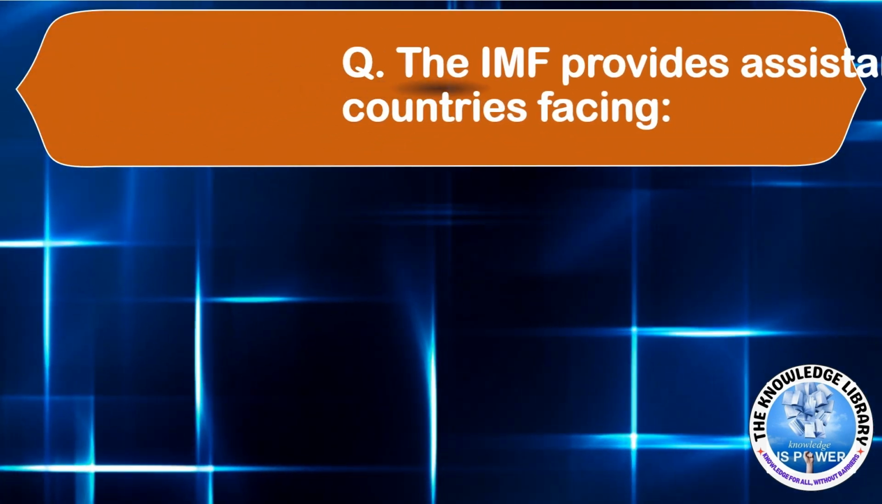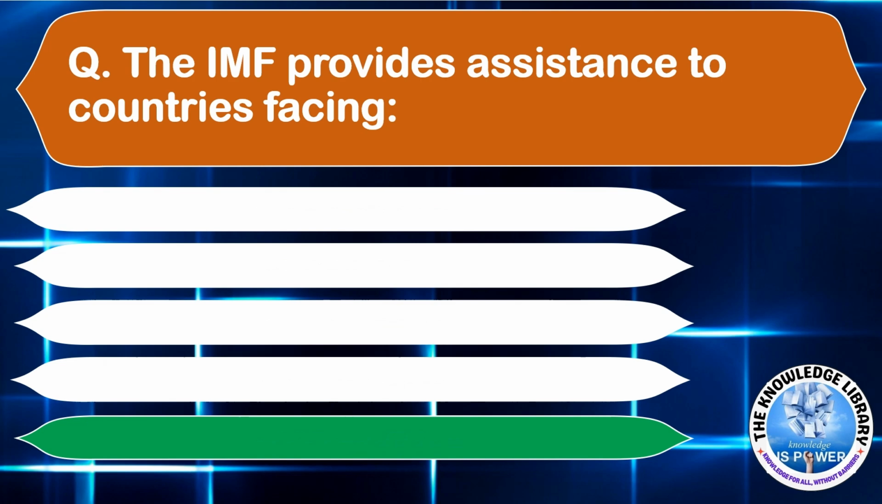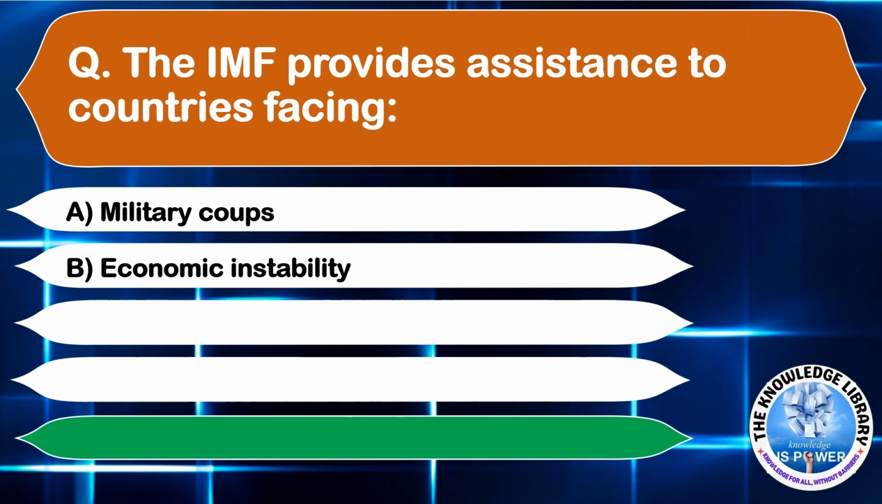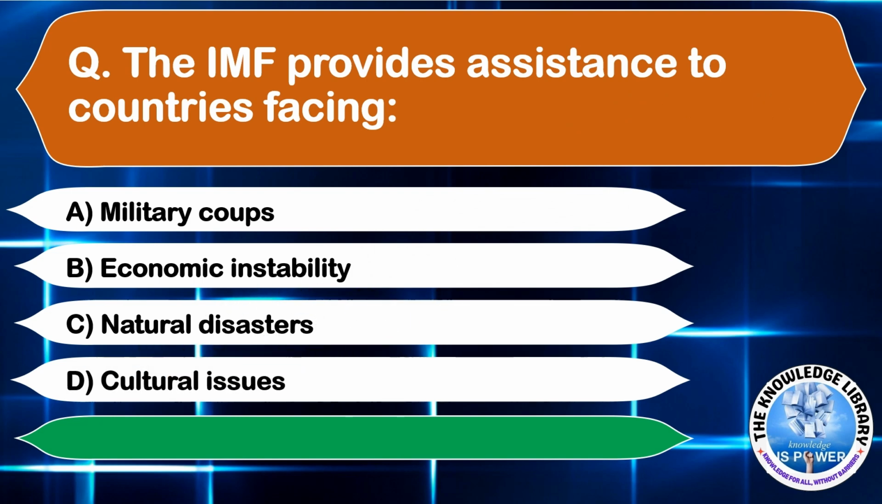Next question is, the IMF provides assistance to countries facing option A, military coups. Option B, economic instability. Option C, natural disasters. Option D, cultural issues. Answer is option B, economic instability.